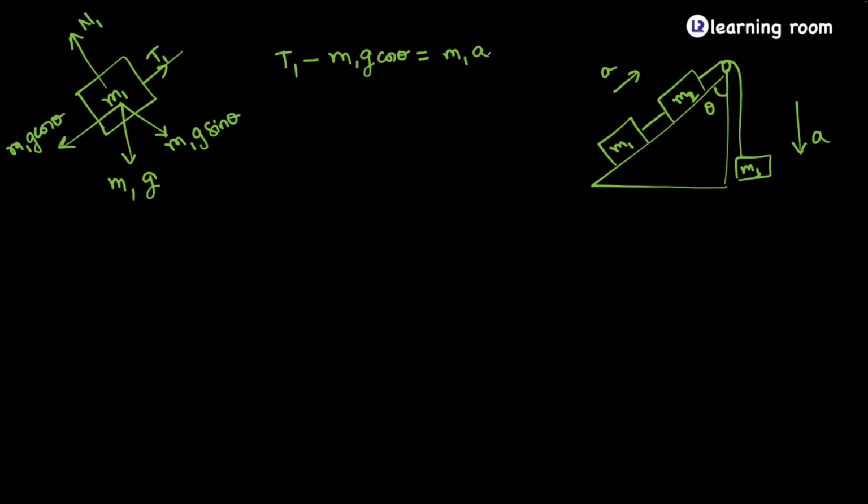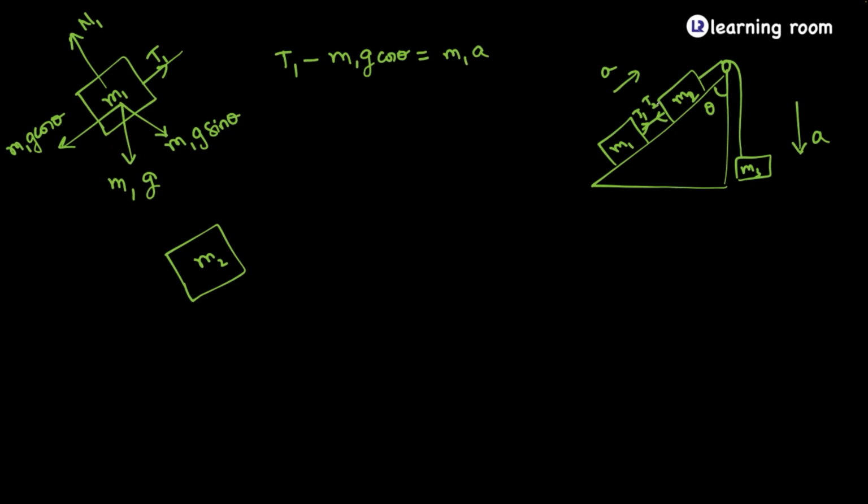In a similar way, if I take the mass M2 here, observe, if the tension here is acting in this direction, if I call this T1, the tension here should be in the opposite direction, which is T2.